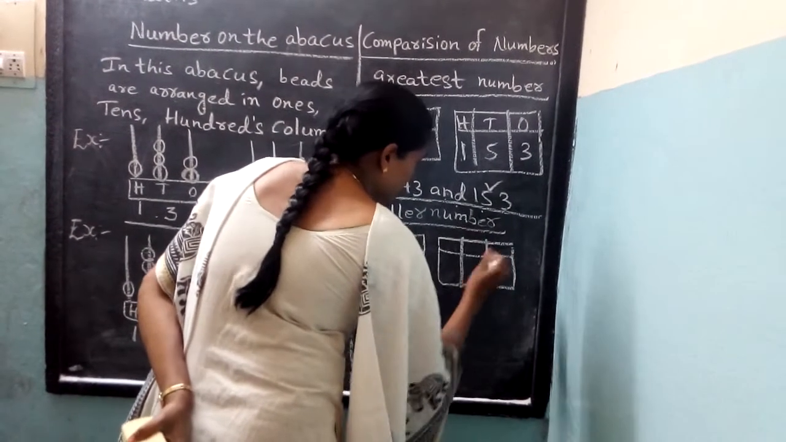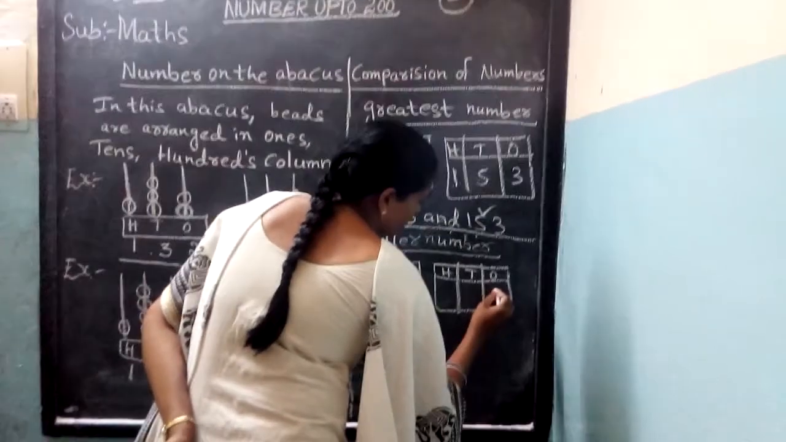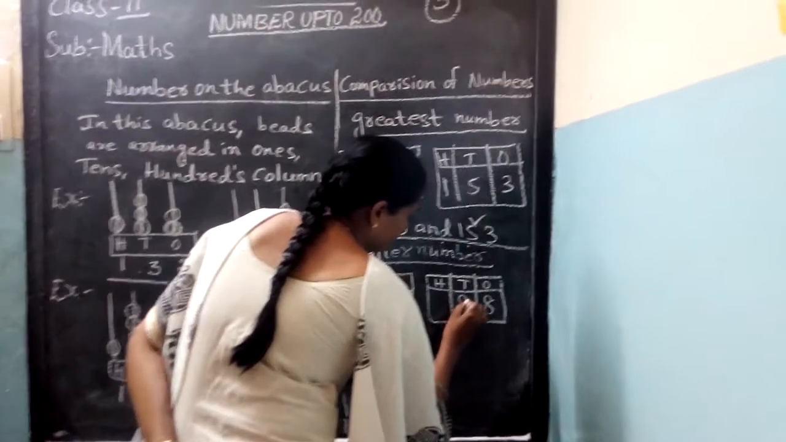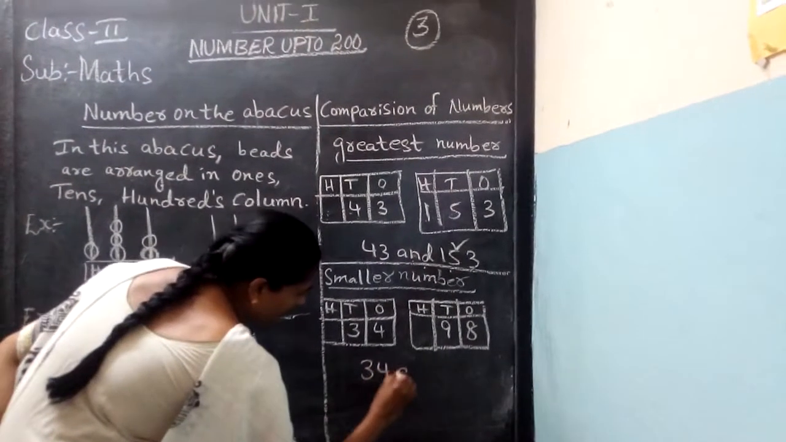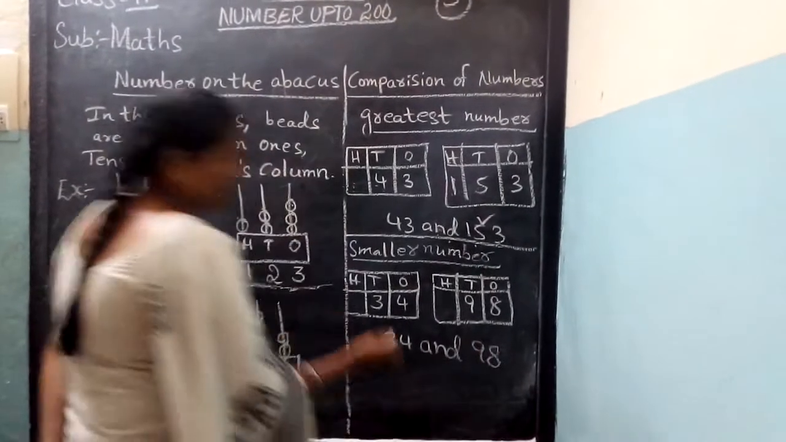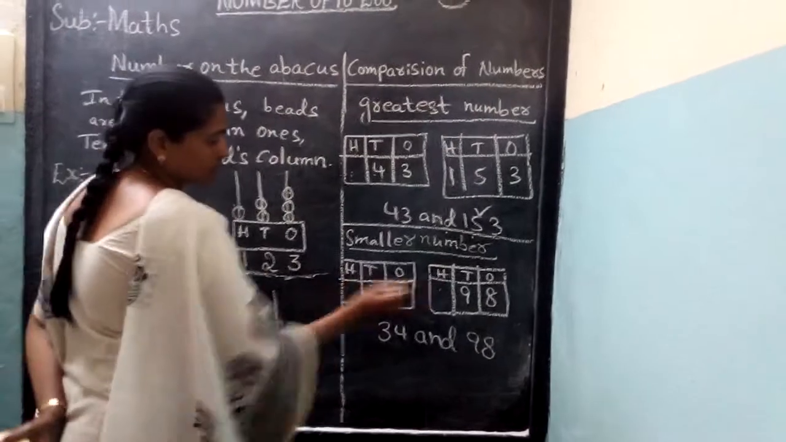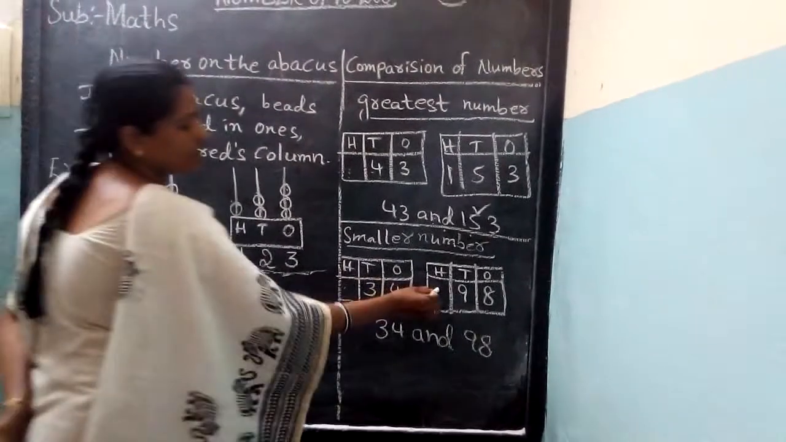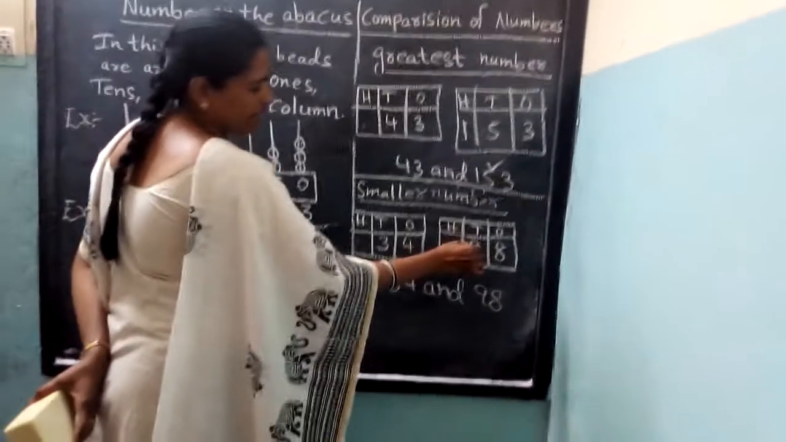Ones, tens, hundreds. Here 8 and 9 is there. Here, what is this number? 34 and 98 is there. Here in the ones column, in the two boxes, any number is not there. In the tens column 3 is there, and here in the tens column 9 is there.